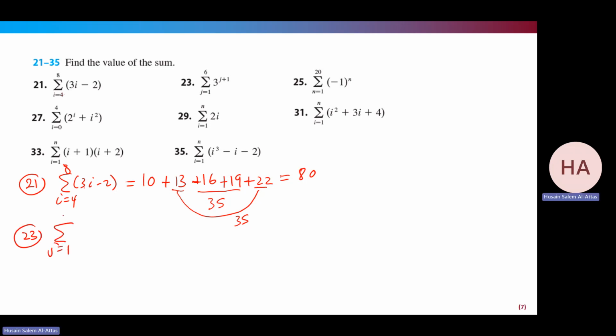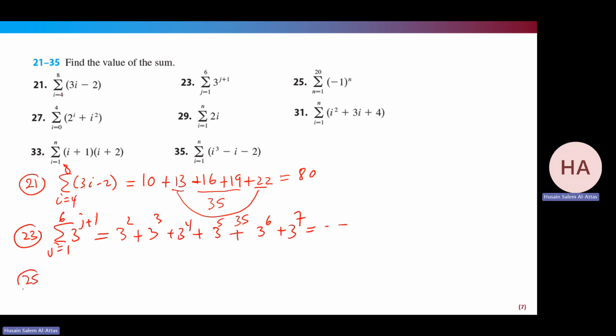Summation j equals 1 to 6 of 3 to the power j plus 1. I'm doing many problems just to be sure we understand it. 3 squared (j equals 1, 1 plus 1), plus 3 cubed, plus 3 to the power 4, plus 3 to the power 5, plus 3 to the power 6, plus 3 to the power 7. I think you can do it.